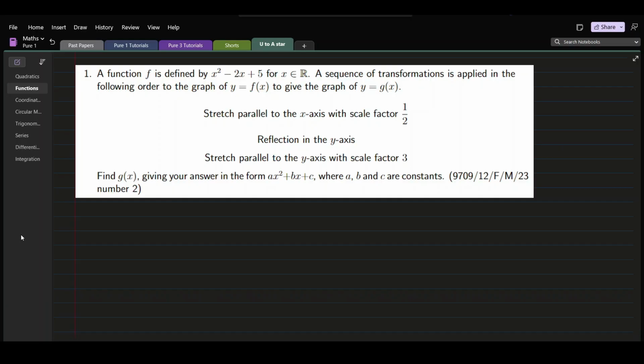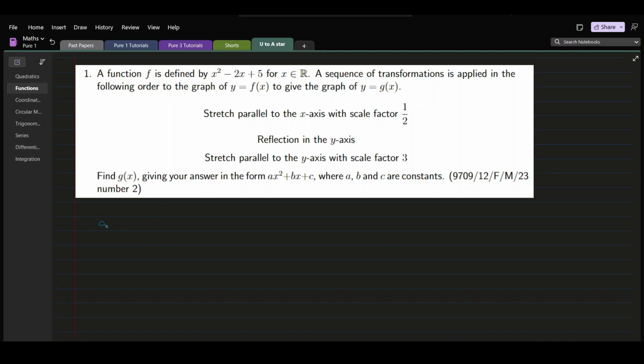A function f is defined by x squared minus 2x plus 5, where x is an element of all real values. A sequence of transformations is applied in the following order to the graph of y equals f of x to give the graph of y is equal to g of x. So first we have a stretch parallel to the x-axis with scale factor half. Then we have a reflection in the y-axis, then a stretch parallel to the y-axis with scale factor 3. Find g of x, giving your answer in the form ax squared plus bx plus c, where a, b, and c are constants. Okay, so let's evaluate our transformations here.